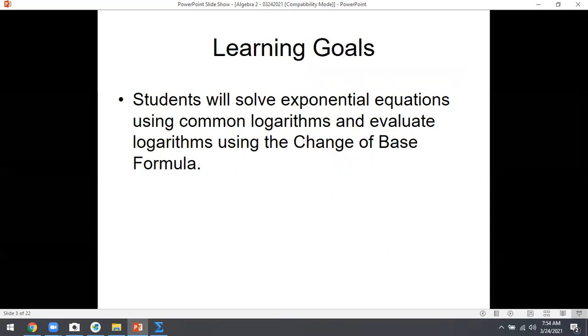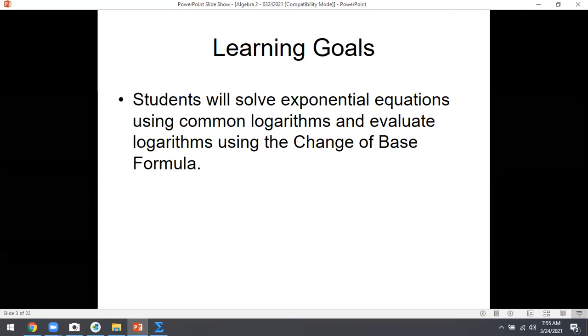Solve exponential equations. But we're going to do it specifically using something called a common log. It's nothing special, okay? Please don't think anything the rest of this week is anything new. We're just doing logs with a very specific base. That's it. In fact, this is good for you.